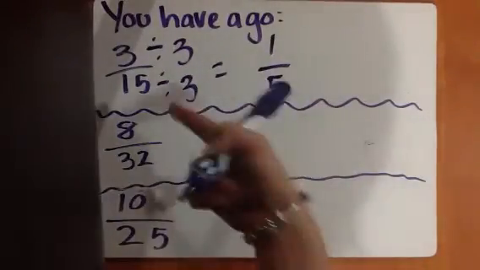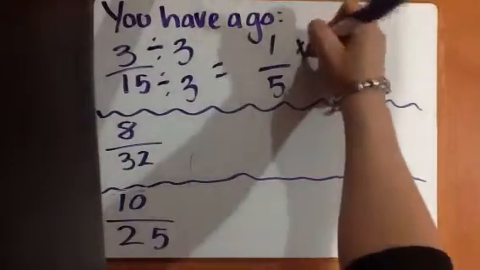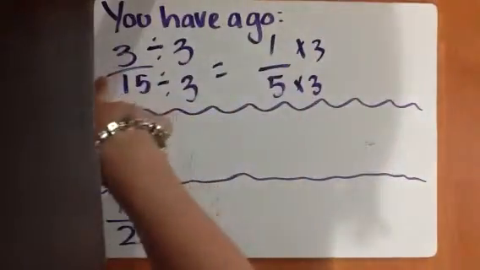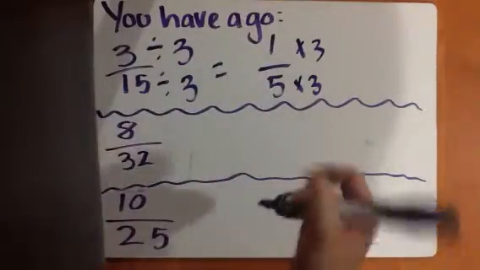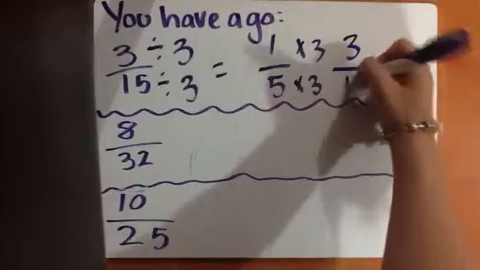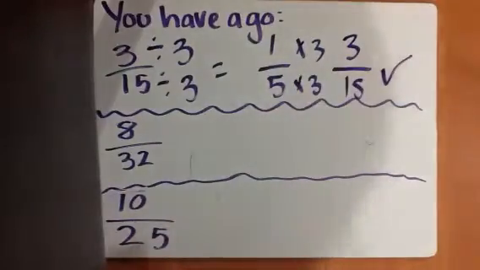We can check that we're right by then multiplying the numerator and the denominator by 3. And if our answer is the same, then we've done the calculation correct. 1 times 3 is 3. 5 times 3 is 15. So our answer is right.